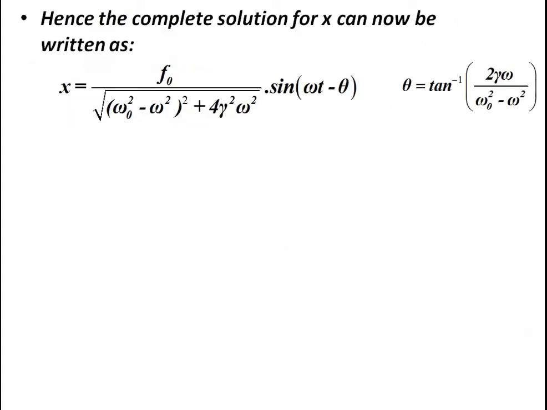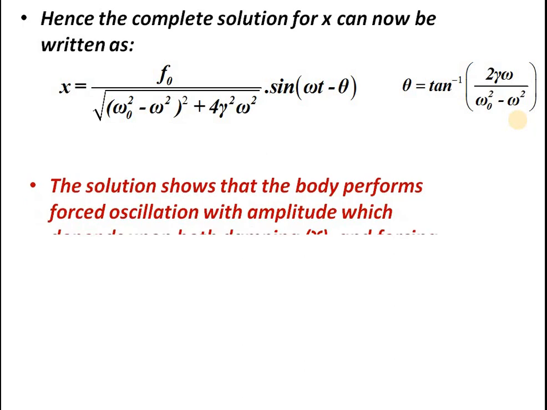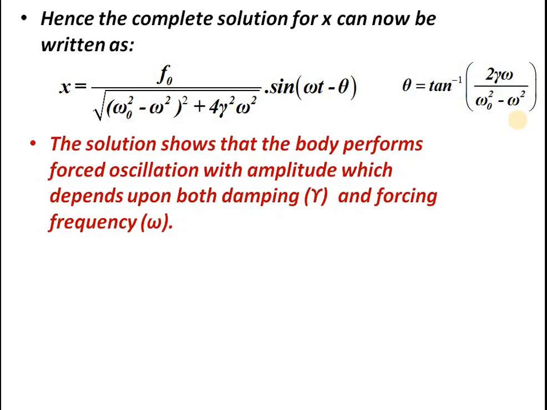So you can put all these values together in the solution. We got the complete solution for the displacement. x is equal to f0, which we had already divided, by the square root of this factor, times sin of omega t minus theta. And theta is what we have got now: it is nothing but tan inverse of 2 gamma omega divided by omega 0 square minus omega square. So we got the solution for x. This gives you an idea about how the displacement takes place according to the force.